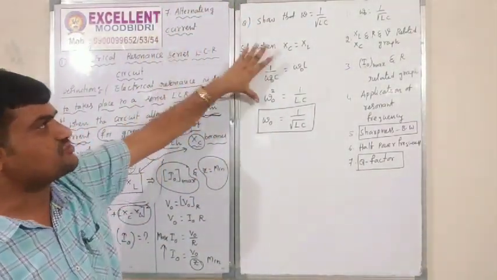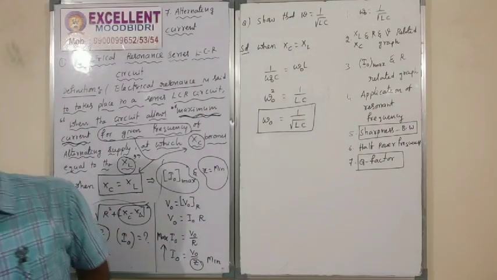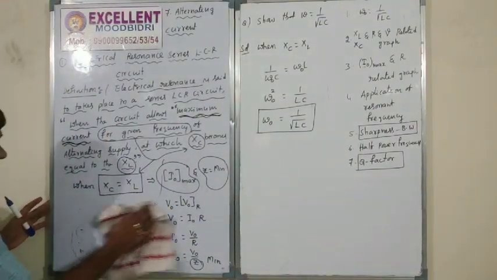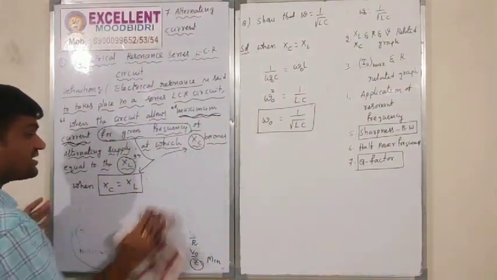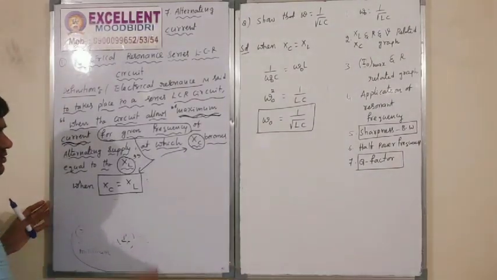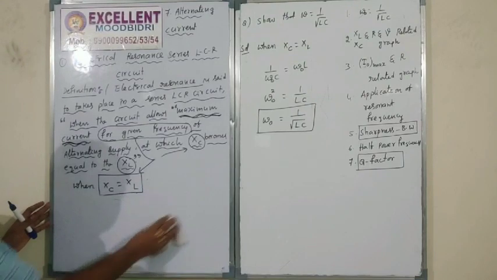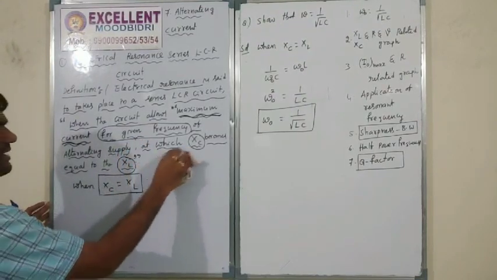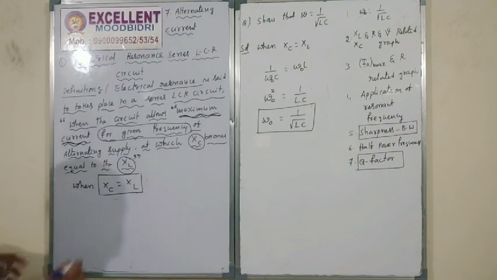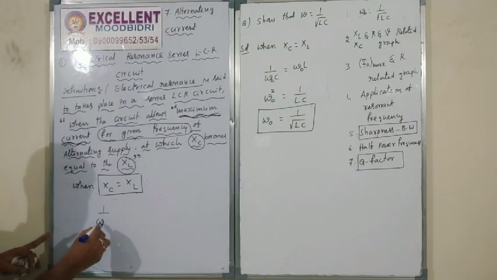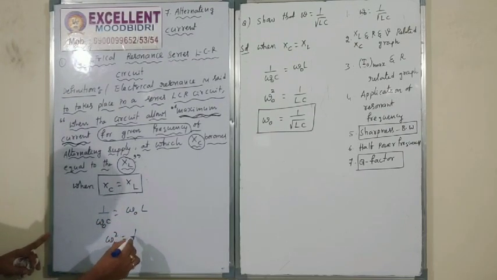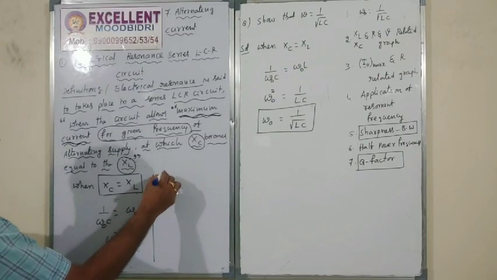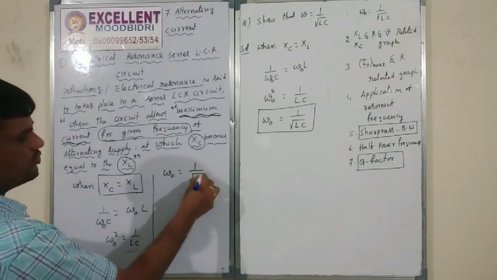This is the definition part, but it is not required. It is just to show that the current is maximum. I is maximum, meaning what would happen? Correct or not? So here, 1 by omega naught into C is equal to omega naught into L. Therefore, omega naught square is equal to 1 by LC. So, omega naught is equal to 1 by root over LC.